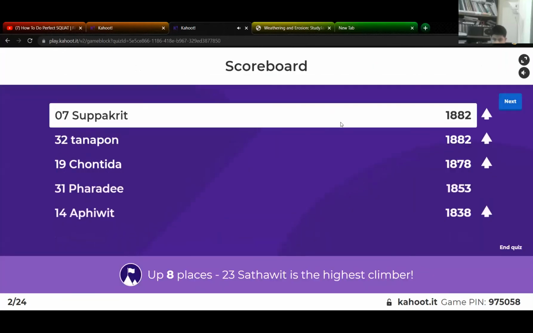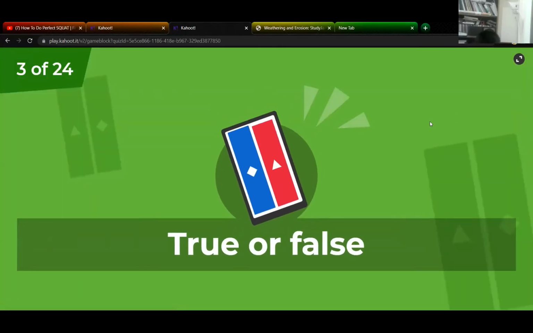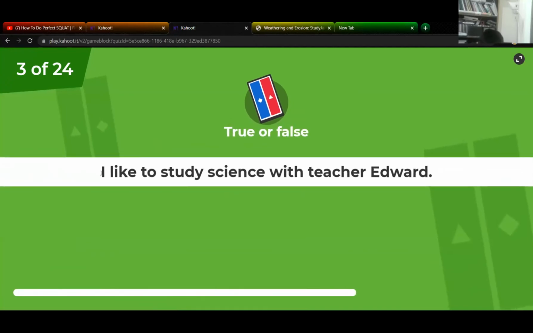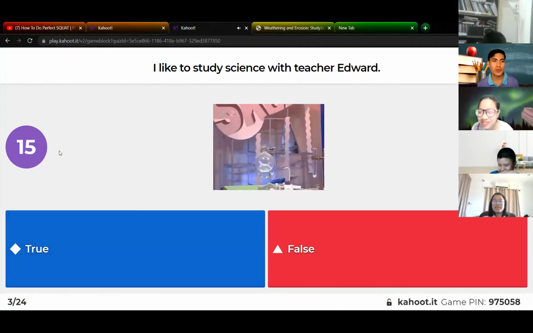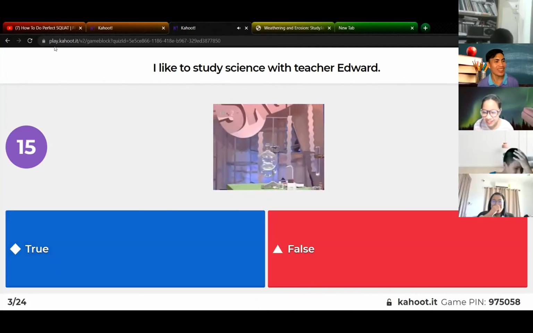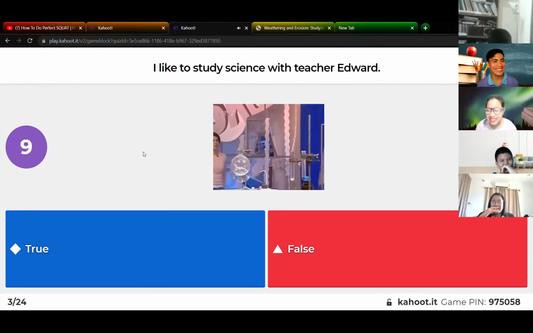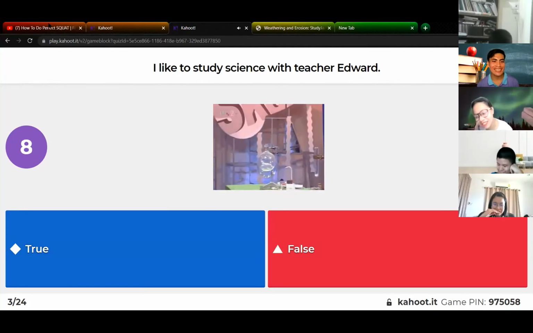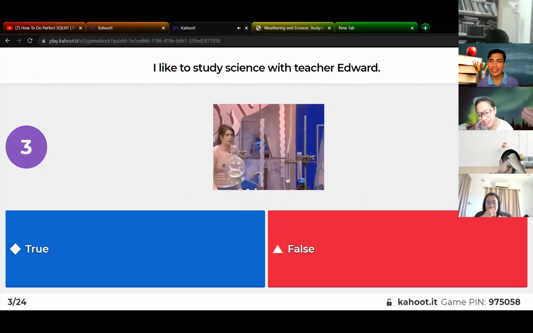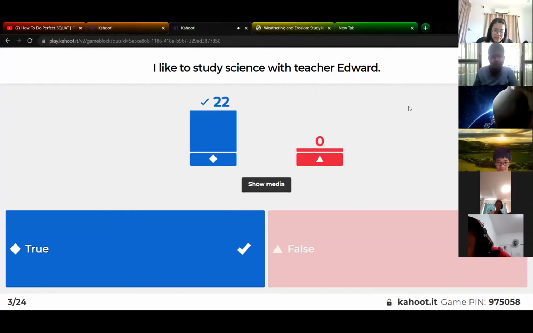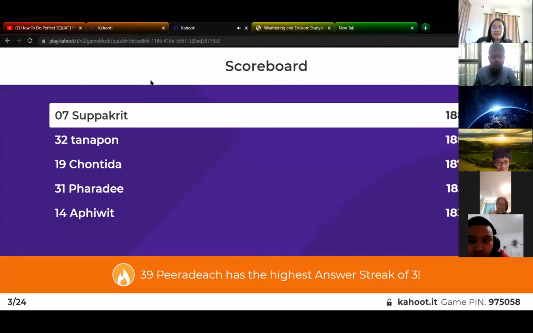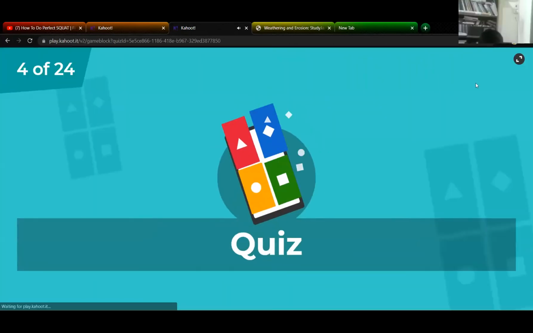The winner is Supakrit now, followed by Tanapon and Chuntida. Paradi and Apiwit are the leaders, top 5. I like to study science with Teacher Edward. True or false? Oh my God, Nataya is saying, I will answer false. No, I don't like this. Okay. The correct answer here is, I don't know. What is the correct answer? Okay. Wow, very good. Wow, good job. You like, na, to study with Teacher Edward? I'm so happy. So happy now.